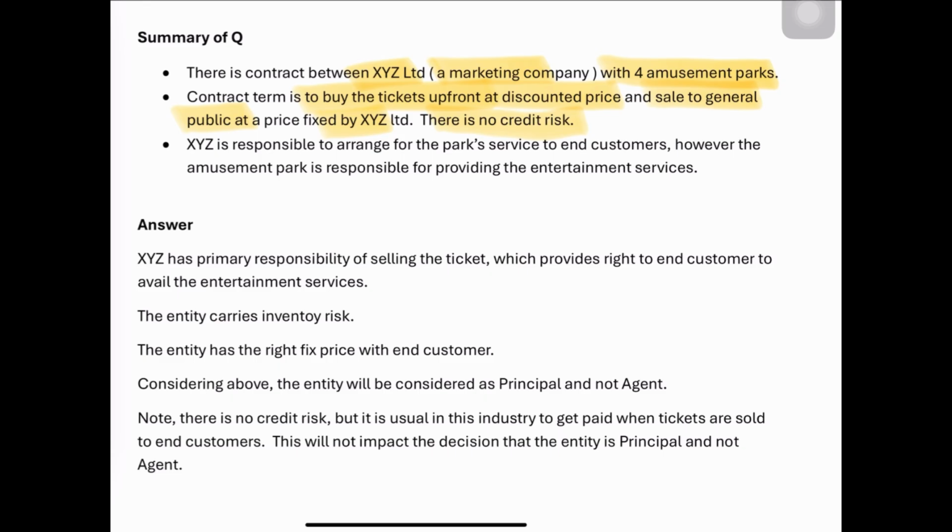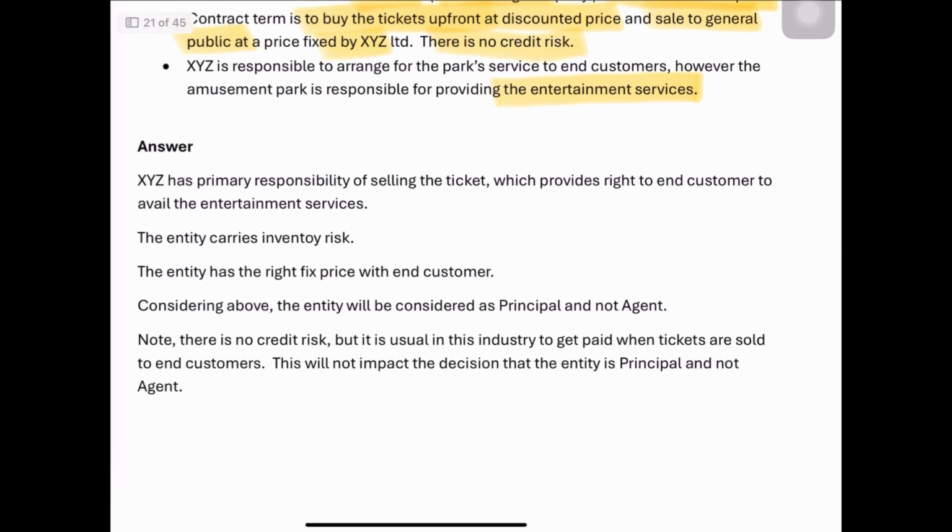XYZ is responsible to arrange for the park services to the end customer. However, the amusement park is responsible for providing the entertainment services. So here we can conclude XYZ has the key primary responsibility of selling the ticket, which provides a right to the end customer to avail the entertainment services. They also carry the inventory risk, and they also have the right to determine the price to the end customer. So considering all the above, we can conclude XYZ Limited is a principal and not an agent.